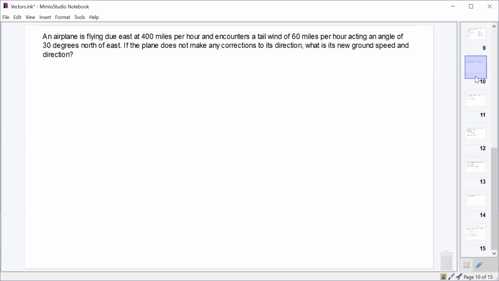All right. So let's do something with this now. We've got an airplane flying at 400 miles an hour. It's got a tailwind of 60 miles an hour. It's acting at an angle of 30 degrees north of east, and we want to know what its new ground speed and direction are. So, any thoughts on what we want to do with this?